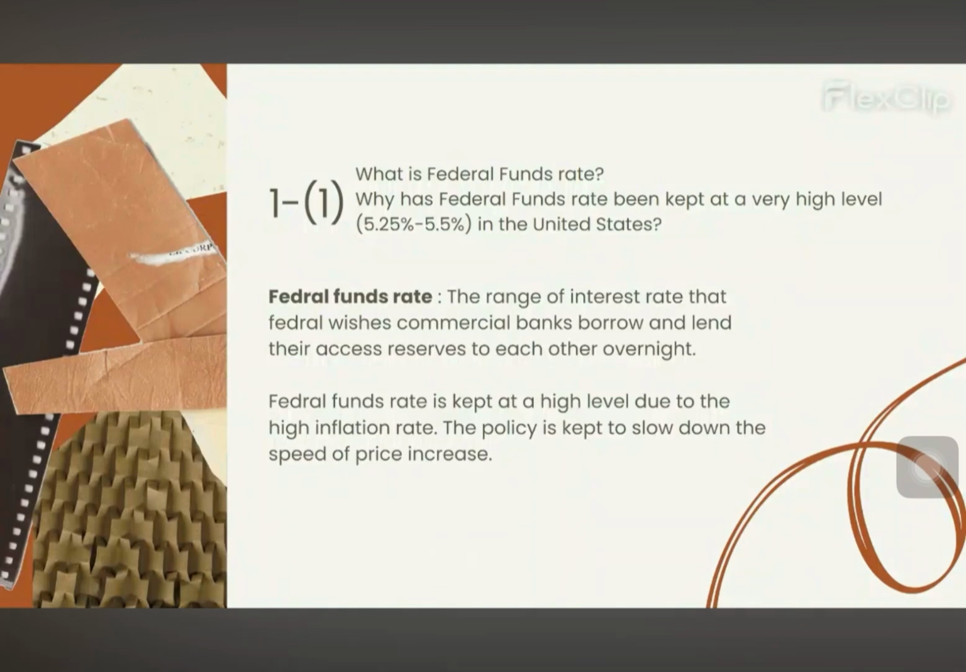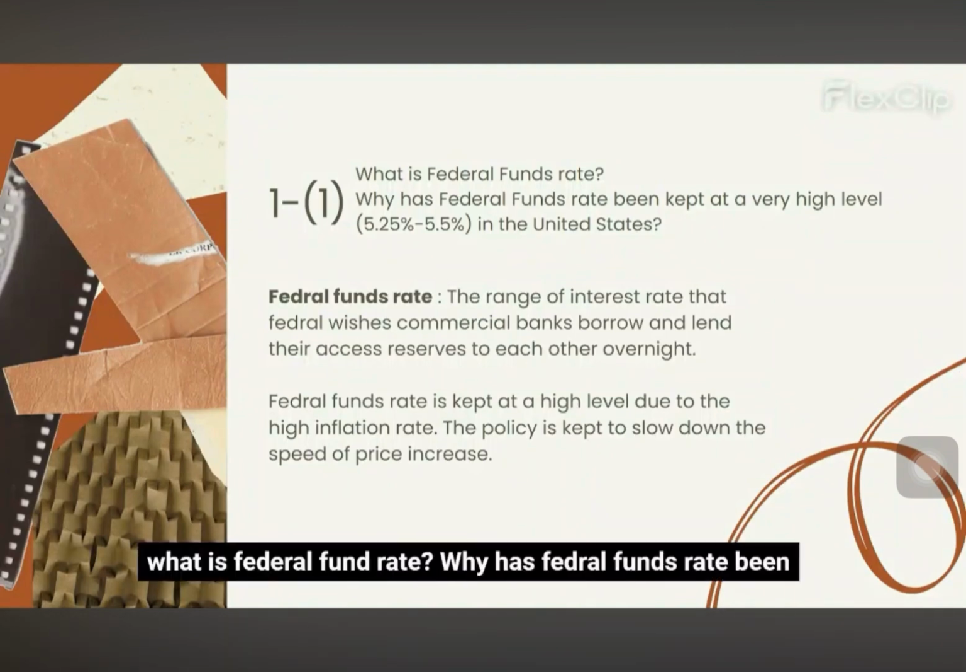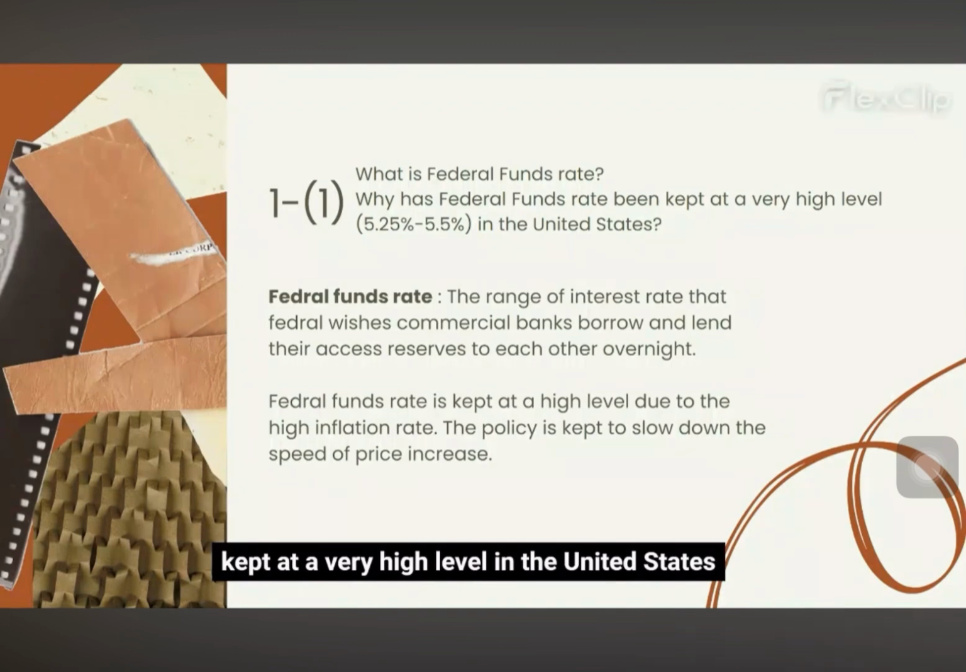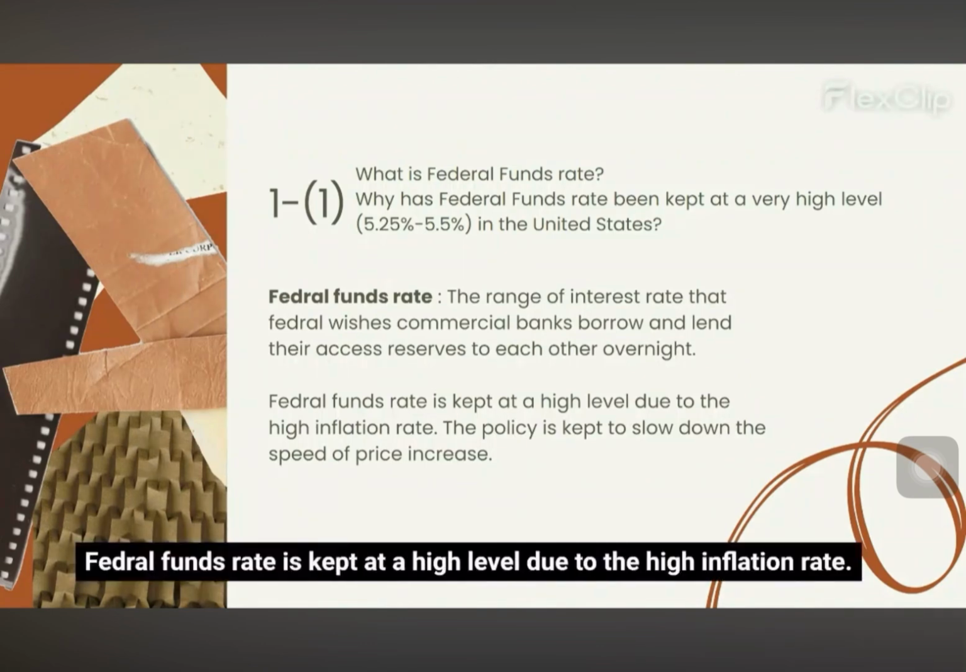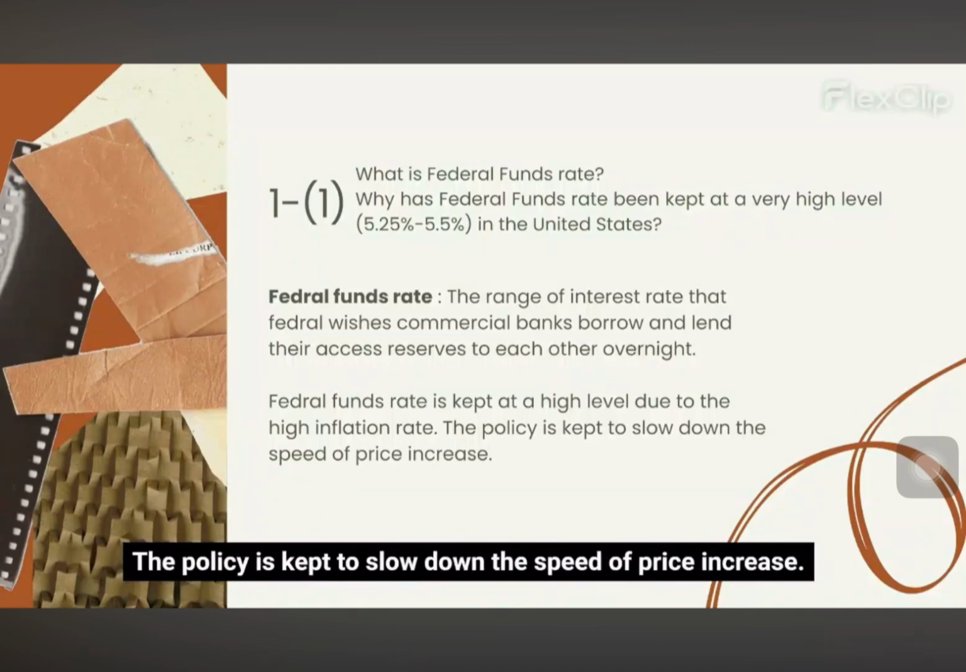Question 1. First, what is the federal funds rate? Why has the federal funds rate been kept at a very high level in the United States? The federal funds rate is the range of interest rates at which commercial banks borrow and lend their excess reserves to each other overnight. It is kept at a high level due to the high inflation rate. The policy is kept to slow down the speed of price increase.